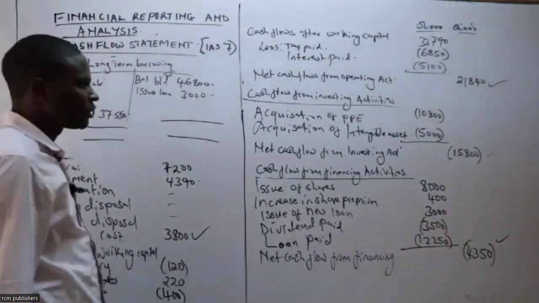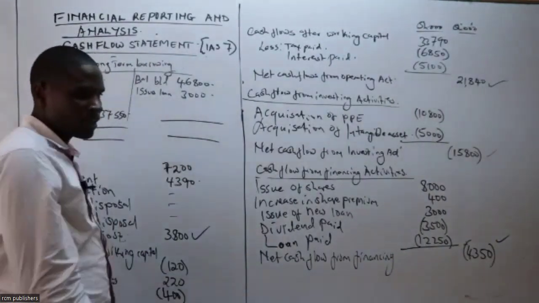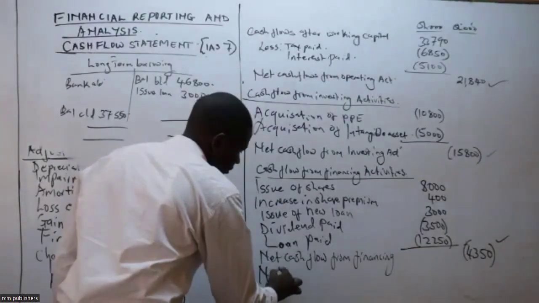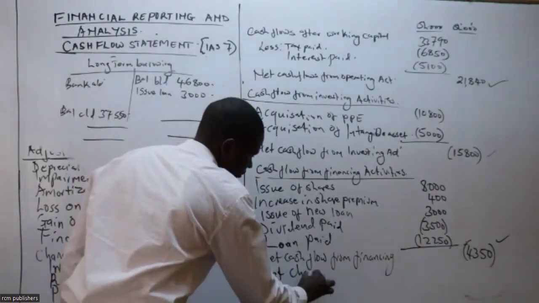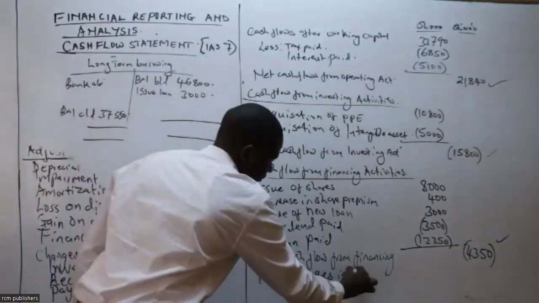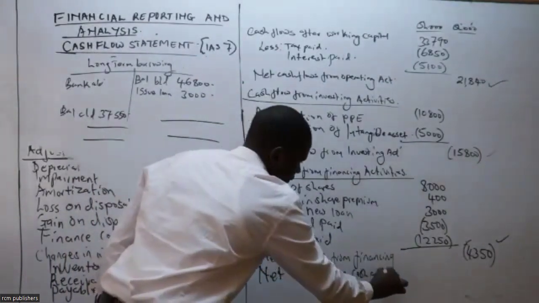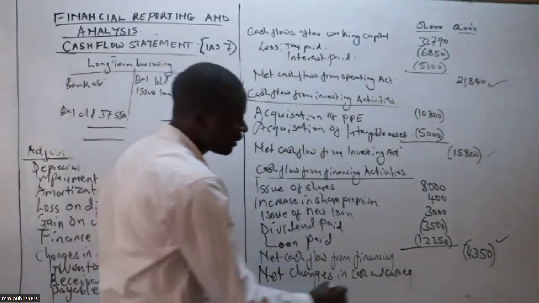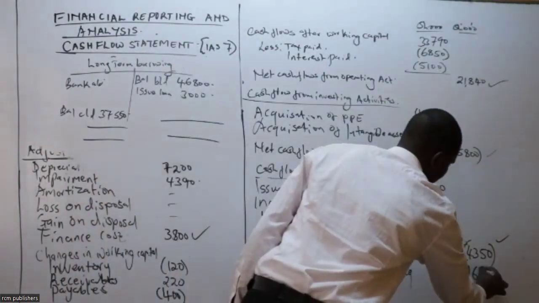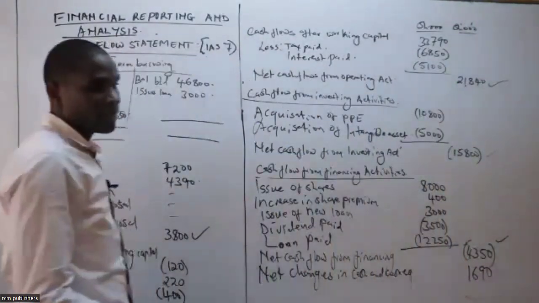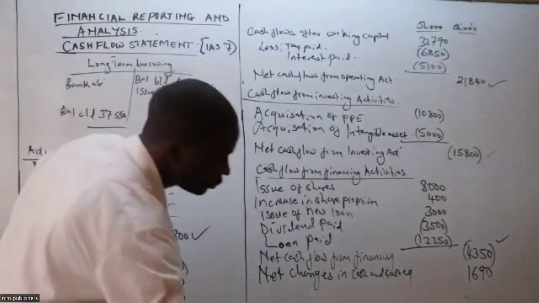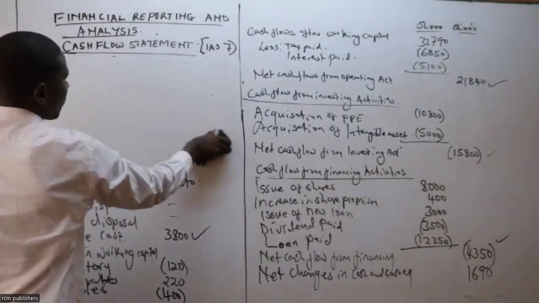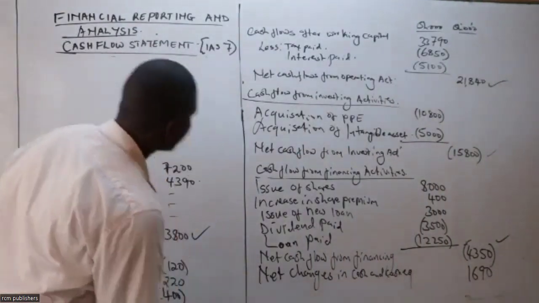So we shall do that. Can you add for me so that we get net changes in cash and cash equivalent? I've been given 1,690. Class, we usually add cash and cash equivalent brought down. Add.